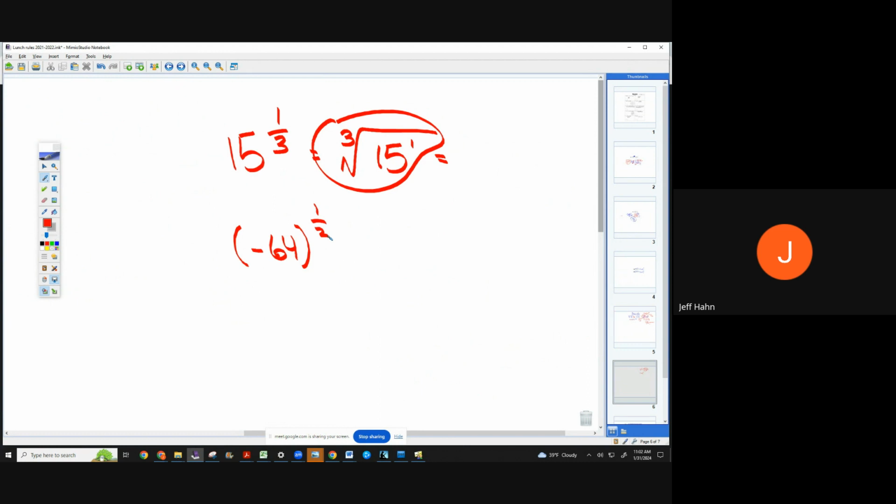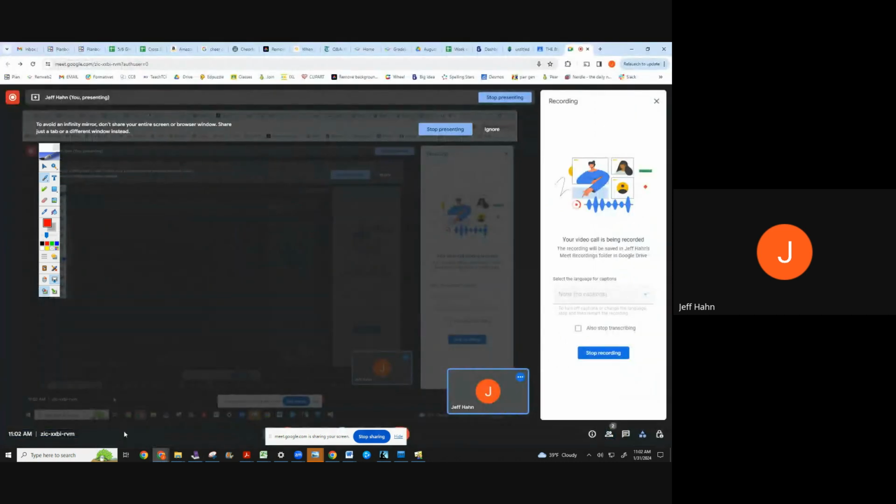The 1/2 power is the same thing as, my phone's still on. Testing 1, 2, 3, oh it is.